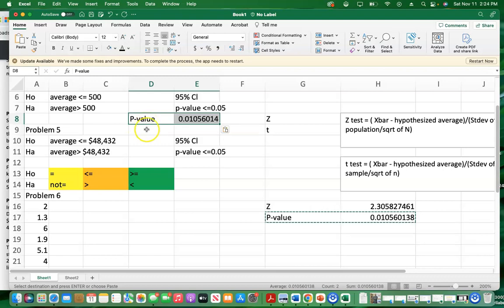Well, the answer is we will reject the null hypothesis because this probability value is less than 0.05, and so we reject the null hypothesis. That is with problem number 4. Now let's go to problem number 5.